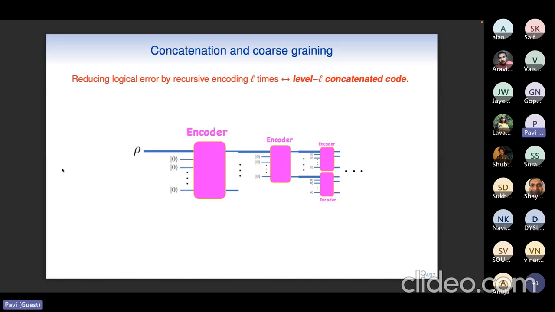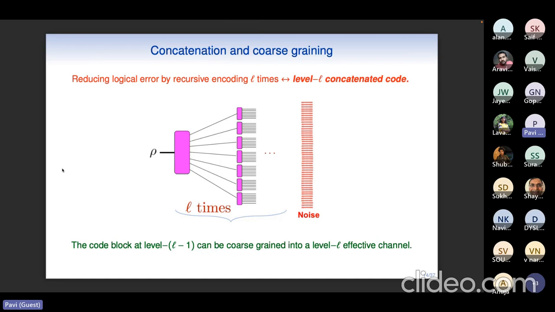If that's not enough, the theory recommends that we just do it over and over again. We can think of starting with a single qubit of information, encoding it in n physical qubits, and then taking each of those single qubits and encoding it in n physical qubits again. As you can see, there's some recursive structure to this. And because of that, these types of encoding schemes or quantum error correcting codes are called concatenated codes.